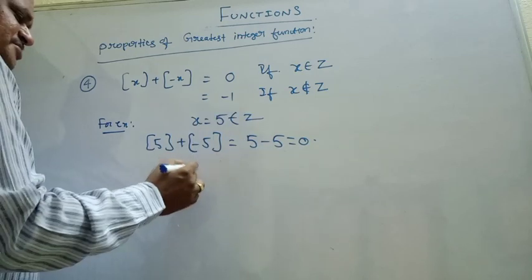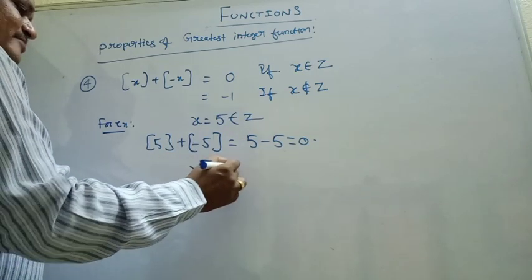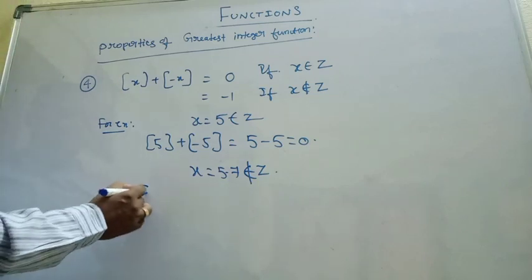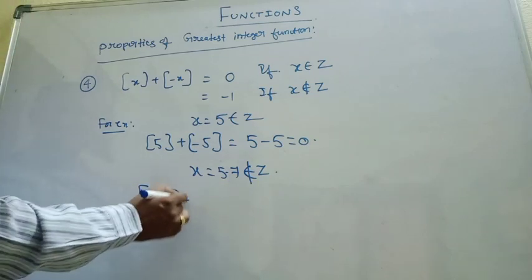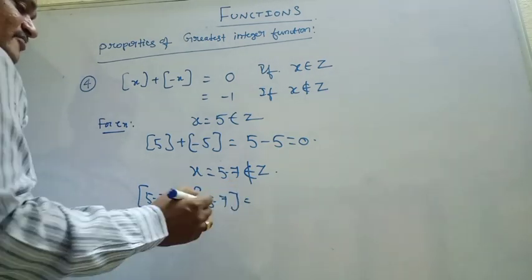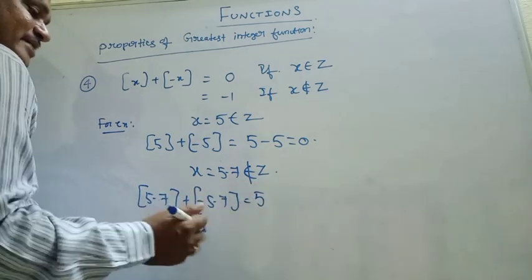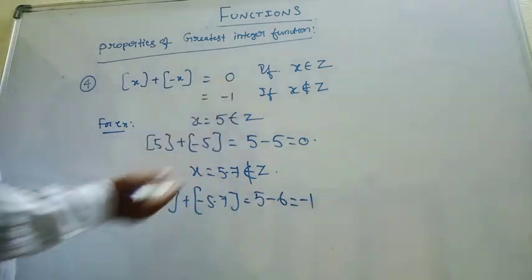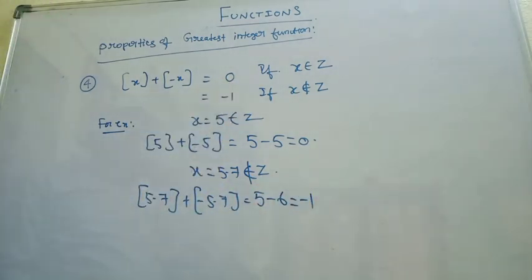Let us take x is equal to 5.7, which does not belong to integers. Now floor of 5.7 plus floor of minus 5.7. Floor of 5.7 is 5 and floor of minus 5.7 is minus 6. That equals minus 1, like this. This function has this property.